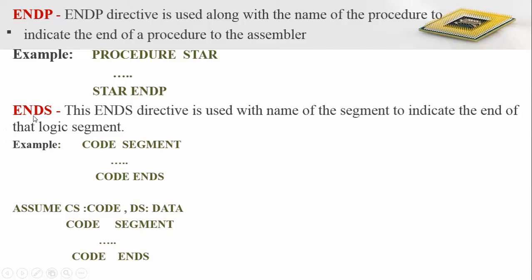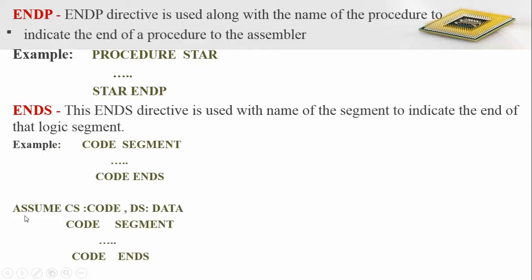Next is about ENDS. This ENDS directive is used with the name of the segment to indicate the end of a logical segment. So this one indicates the start of a code segment, inside which we can type any number of instructions that come inside our program. At the end we need to specify the end of this code segment. This can be represented using the name of the code segment followed by ENDS. This ENDS indicates the end of a logical segment.